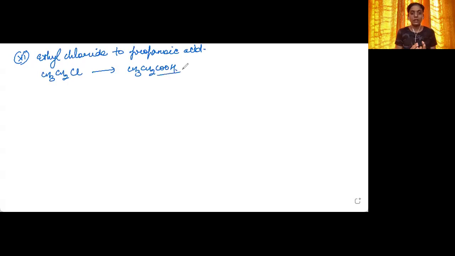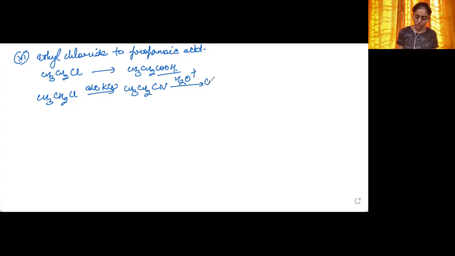Now, what I've told you is that whenever you need to increase one carbon atom, you first convert the molecule into cyanide. So CH3CH2Cl is treated with alcoholic KCN. It will lead to the formation of cyanide, and now we can do the acidic hydrolysis of the cyanide, and it will lead to the formation of carboxylic acid. Okay, let's now move into the next part.